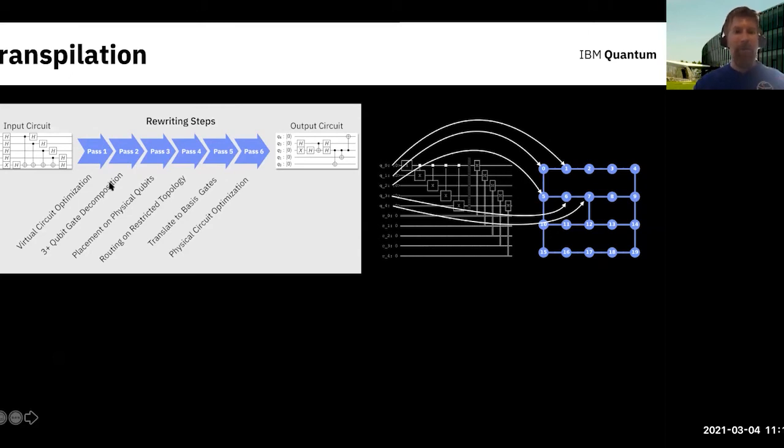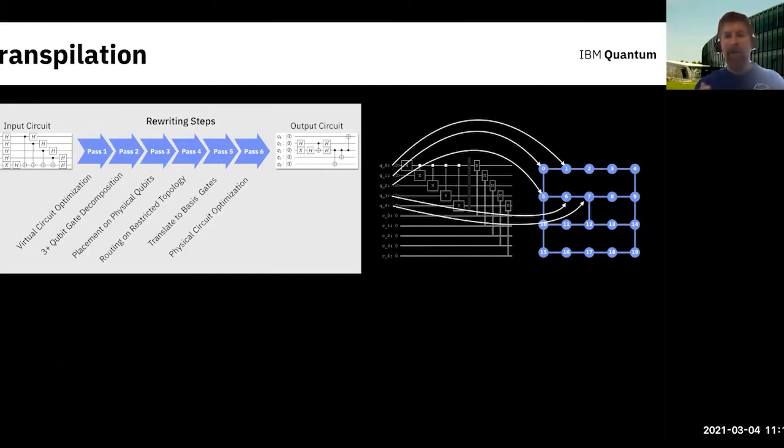So you do these rewriting steps where, I'm not really sure what a virtual circuit optimization is, but you essentially take away any 3-qubit gates because we don't have those. So we need to compile those down to 2-qubit gates. We need to place them physically on an architecture that is a physical system that has much more limited connectivity than this arbitrary abstract quantum circuit.